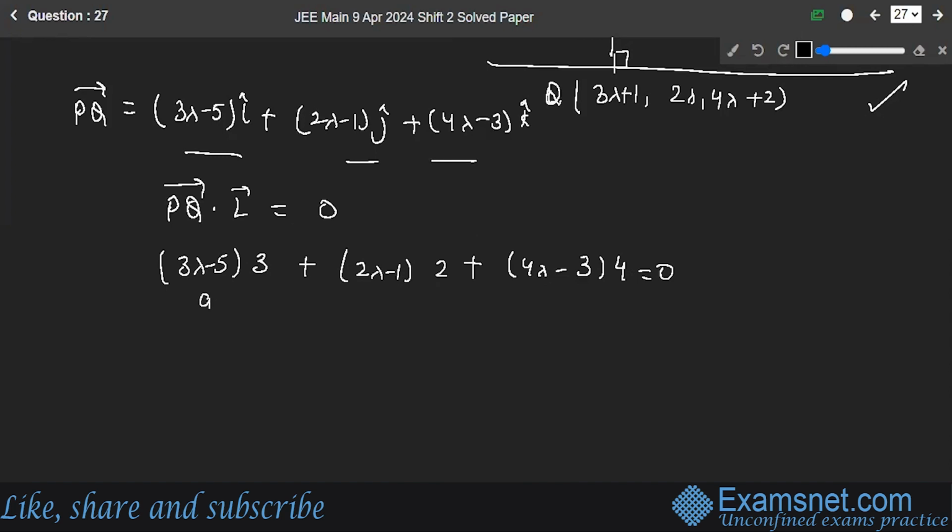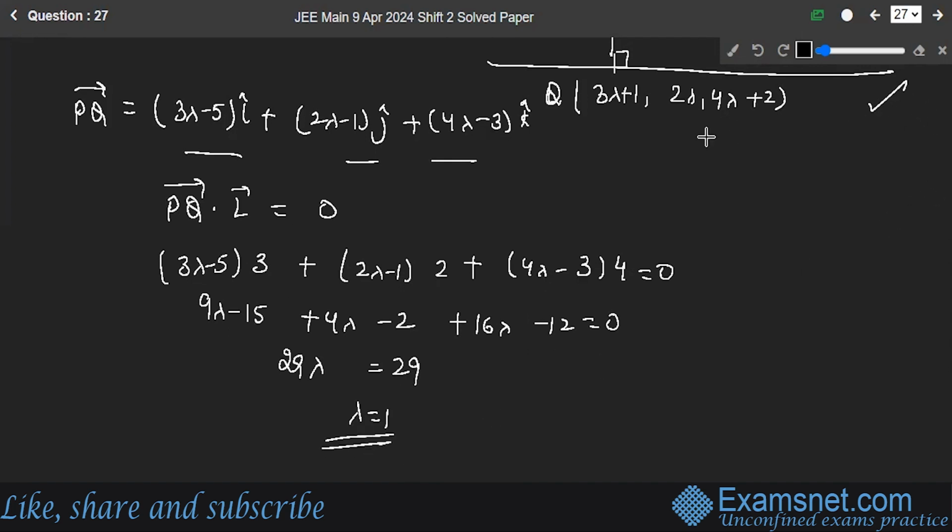And this will be 9 lambda minus 15, 4 lambda minus 2, 16 lambda minus 12 is equal to 0. Or you will have 29 lambda, yes, 29 lambda is equal to 29. And you will have the value of lambda is 1. So what will be your point Q now? Your Q point will turn out to be 4, 2 and 6.